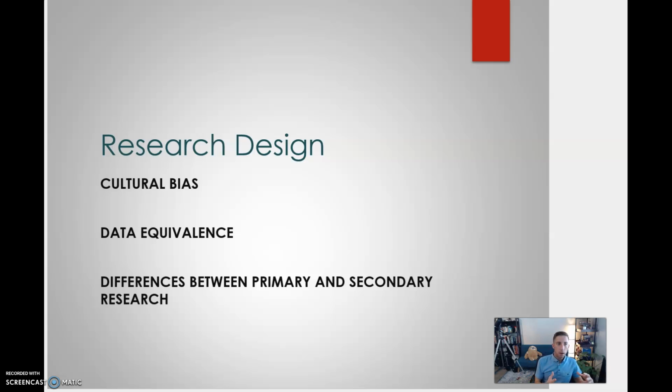So we covered already all the different elements you need to understand in research: the basics, the firm research, the environmental research, and the importance of asking the right questions to get the right answers. In this section, we'll discuss research design issues such as cultural bias, data equivalence, and perceptions of data, and how to interpret that better as an international marketer in foreign markets, plus the importance of primary and secondary research.